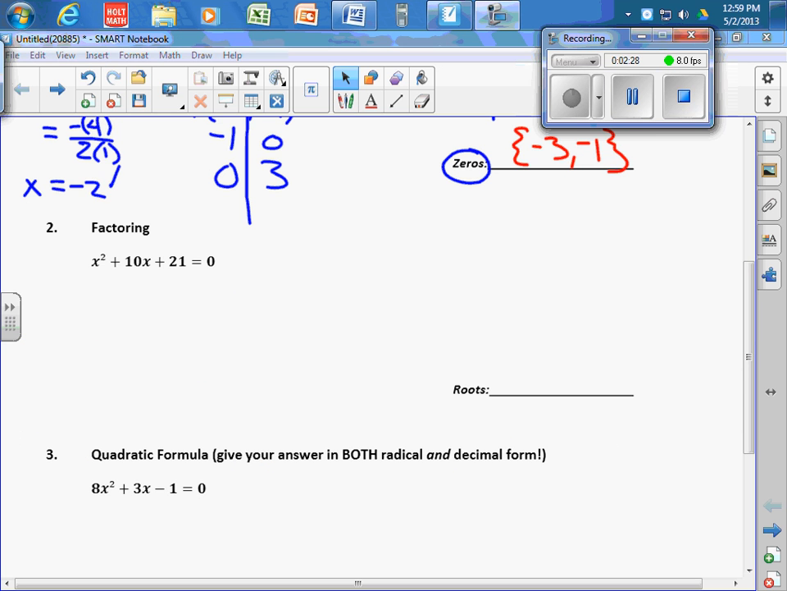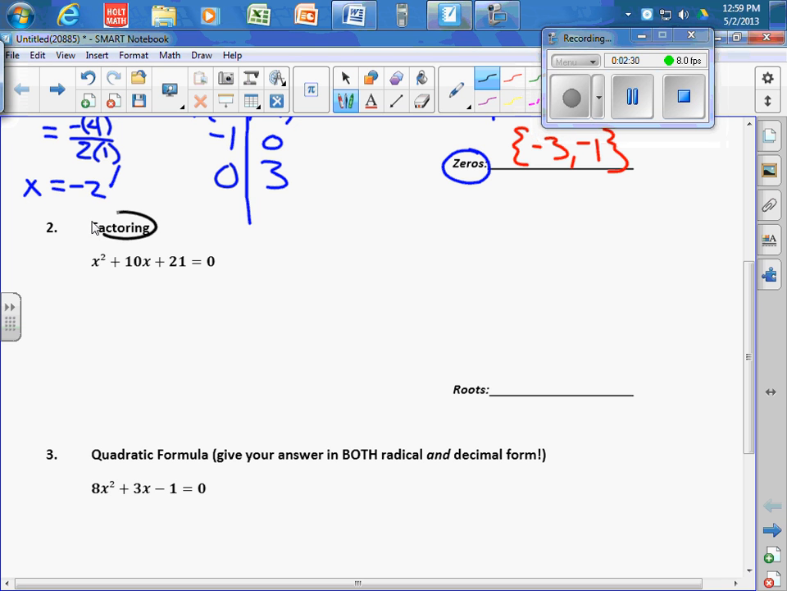In number 2, it asks you to factor this. So we always look for a GCF first. Now we don't have one here, but you still always have to look. So we're going to break this up into 2 parentheses. We know that the x times x is x squared. We have to use factors of 21 that add up to 10: plus 7 and plus 3.